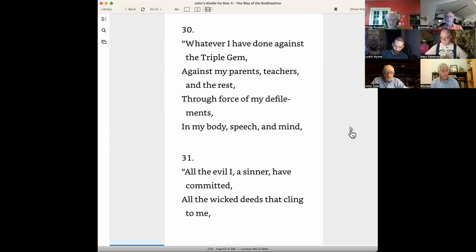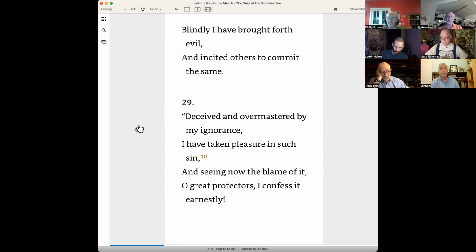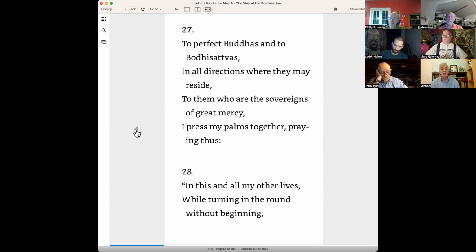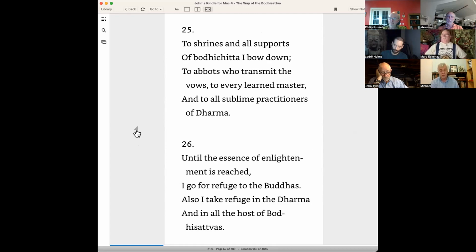deceived and overmastered by my ignorance. And then actually taking pleasure in it. It's thinking that acting on passion, aggression, and ignorance actually brings me some kind of benefit. But now, as he says, he sees the blame of it. And for that reason, he confesses. Again, not because he sees himself as such a horrible person, but he realizes that he regrets these actions and that he needs to let go. He wishes to be free of them.